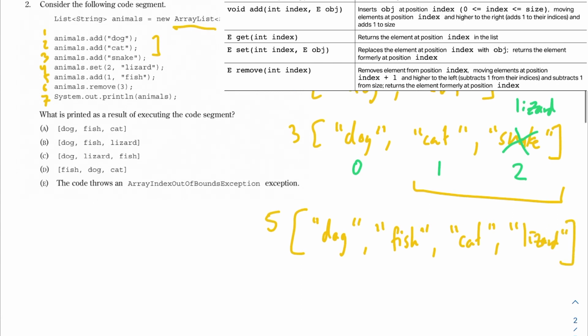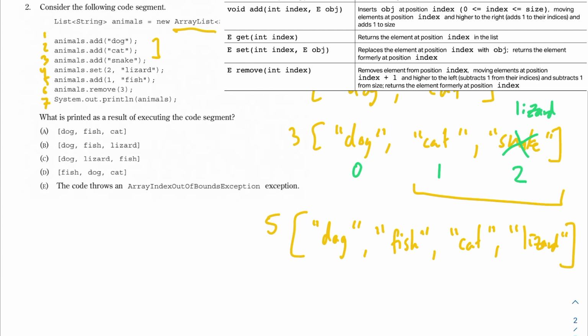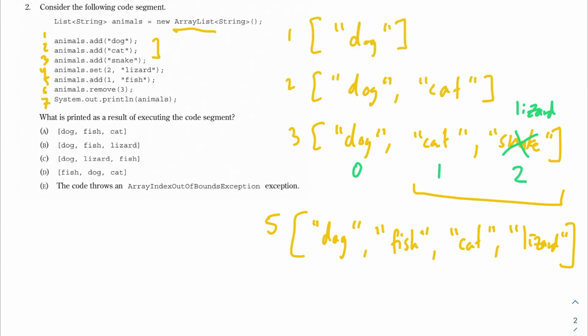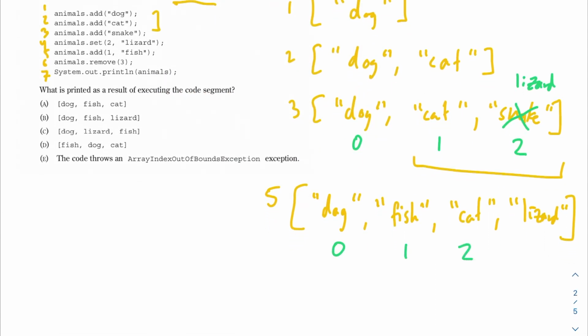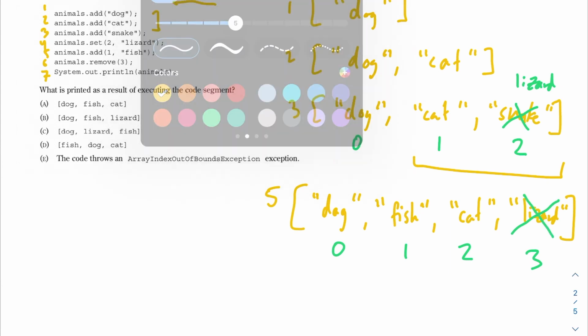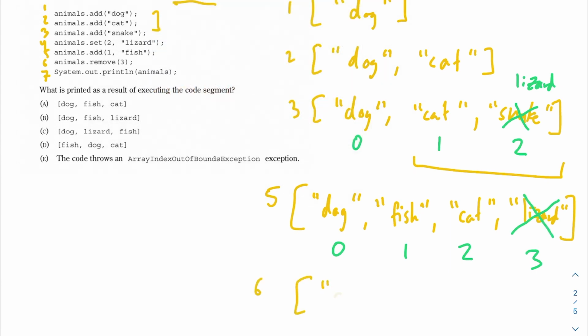Okay. Line number 6, we're now removing an object. So the remove method says it removes an element from position index, moving elements at position index plus 1 and higher to the left. So basically, what is at index 3? At index 3, it's lizard, so we get rid of this. So now what's left in our array list is dog, fish, cat. So then when we print out animals, it's going to print out dog, fish, cat, which is answer number A.